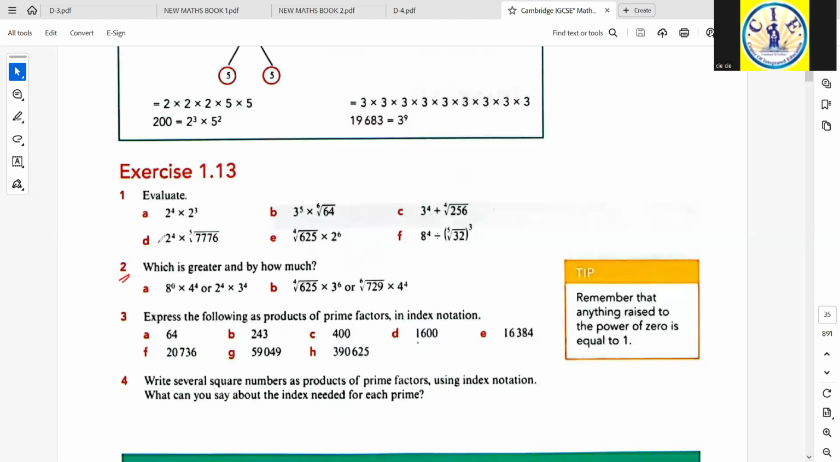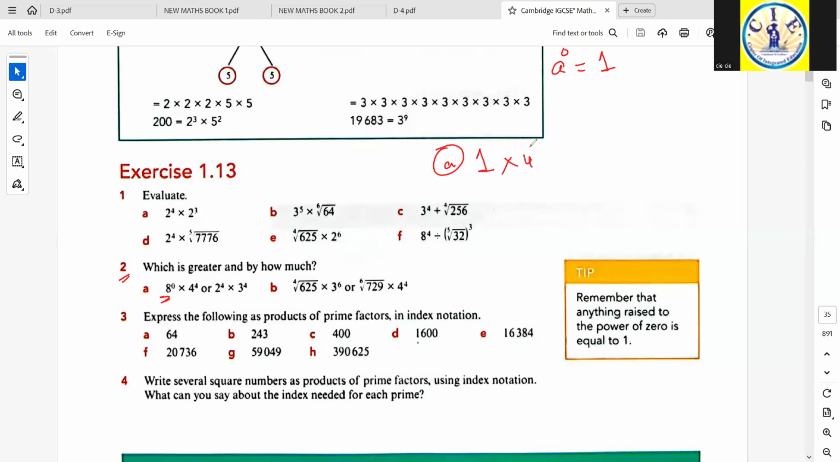Now it's question number 2. To start it off, I can tell you that any number raised to power 0 is always 1. So in part A, 8 raised to power 0 is 1, times 4 raised to power 4.